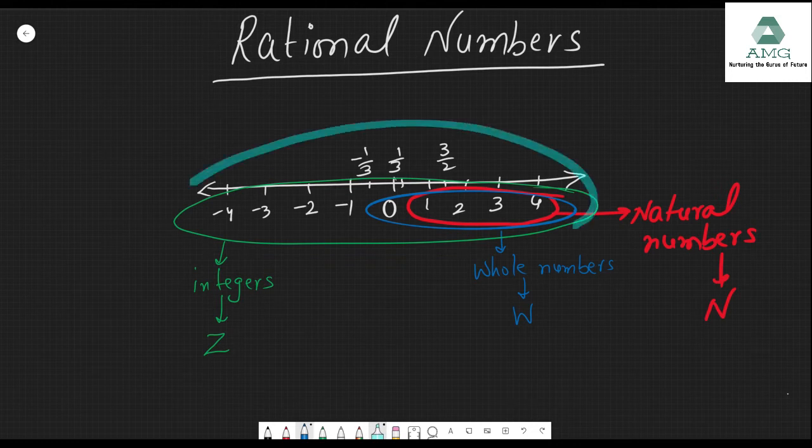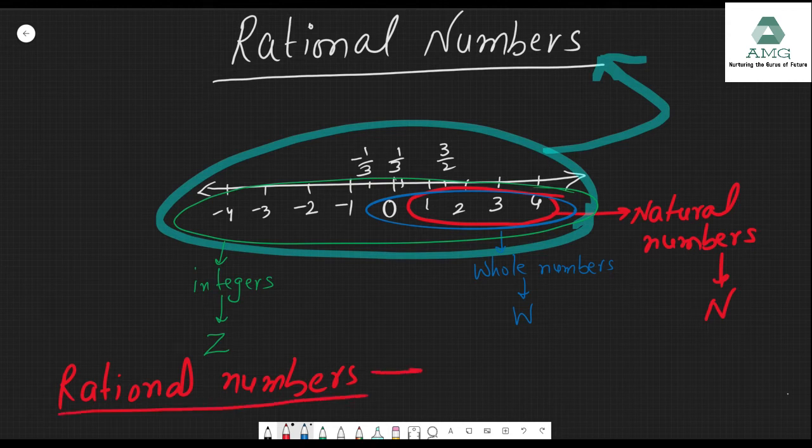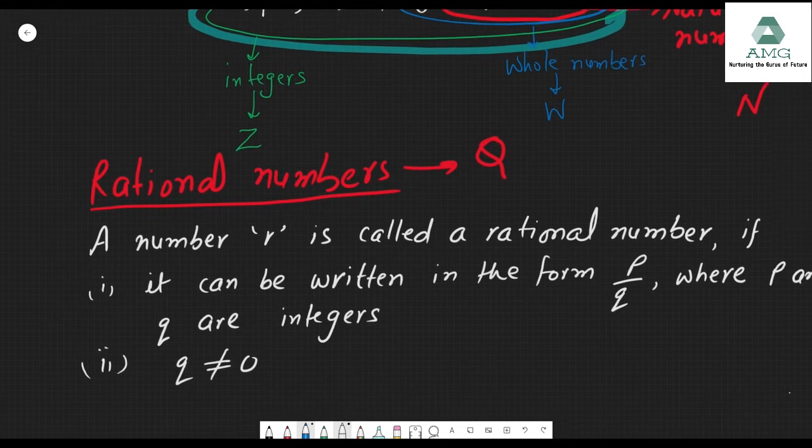What if we include fractions also to our collection? If we make a collection of all the numbers that we can see on this number line, then this collection is called rational numbers. Now we can say all natural numbers are rational numbers, all whole numbers are rational numbers, all integers are rational numbers and all fractions are also called rational numbers. Rational numbers are denoted by letter Q. So this is the topic for today. Let's try to understand more about rational numbers.